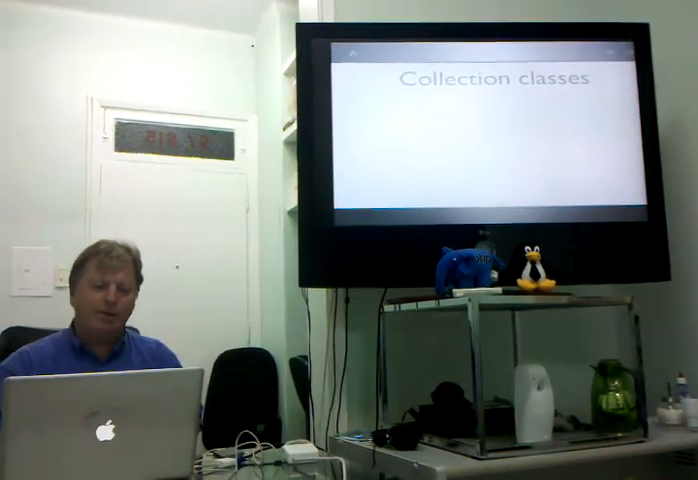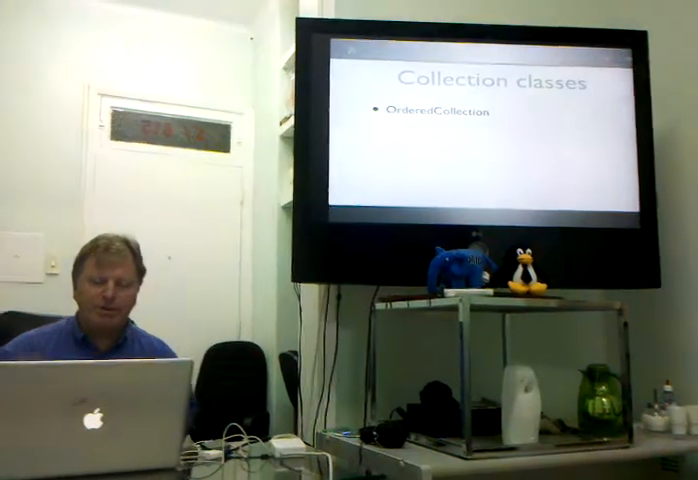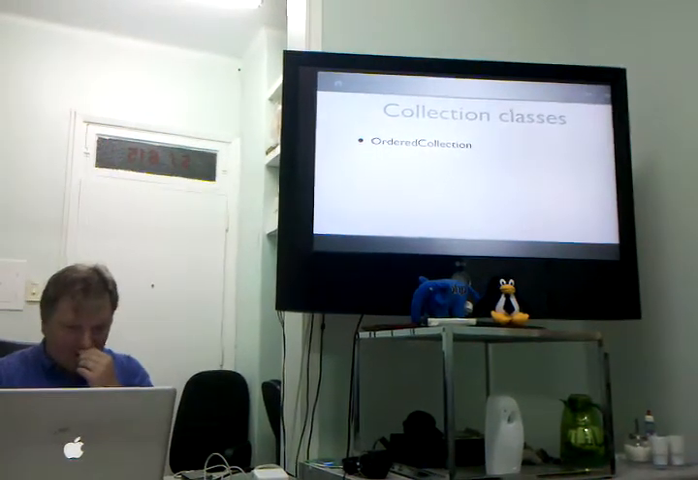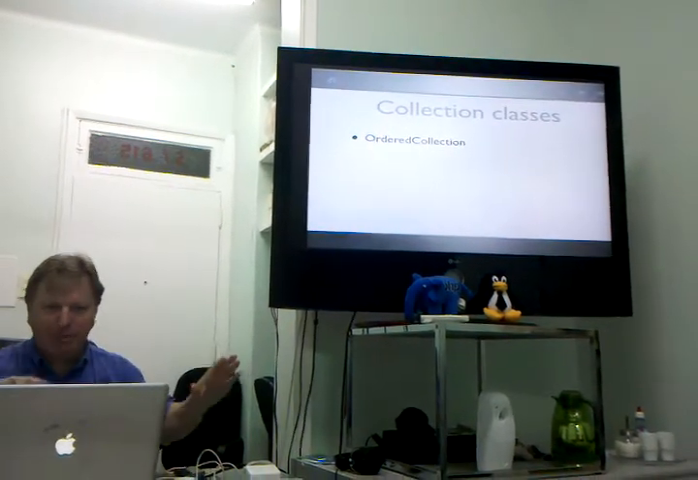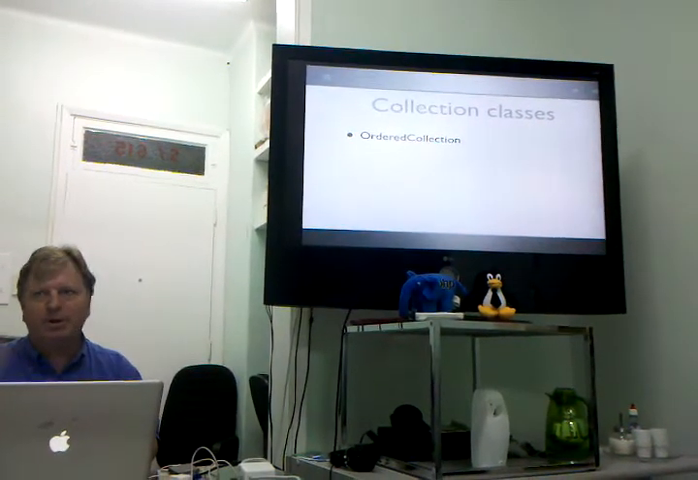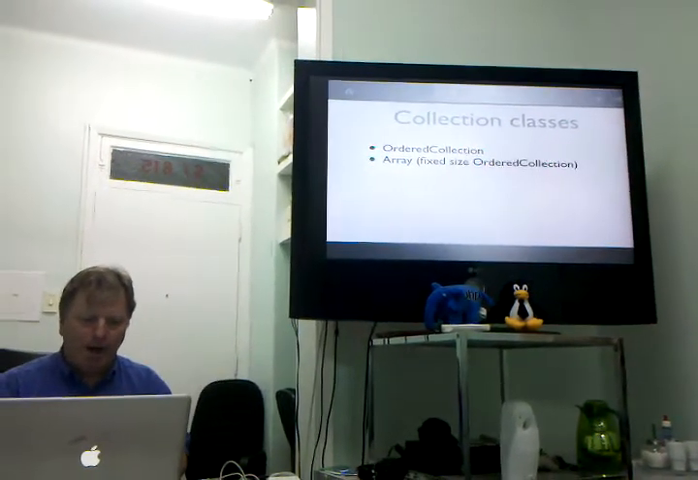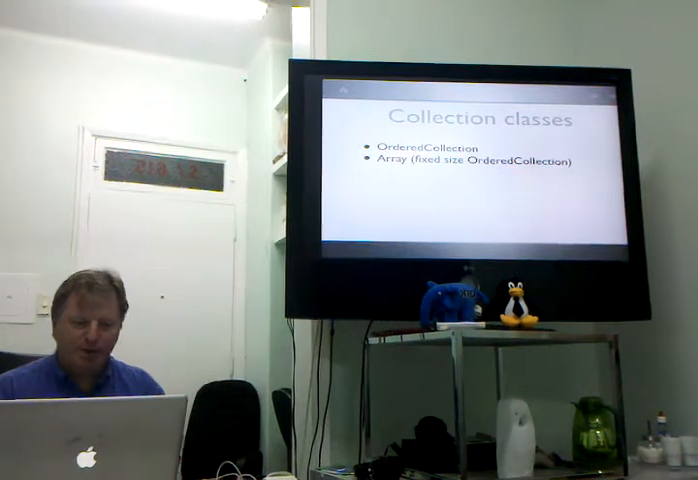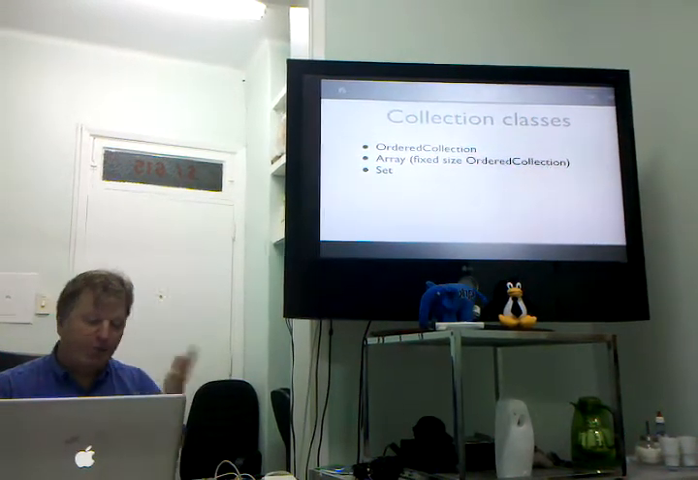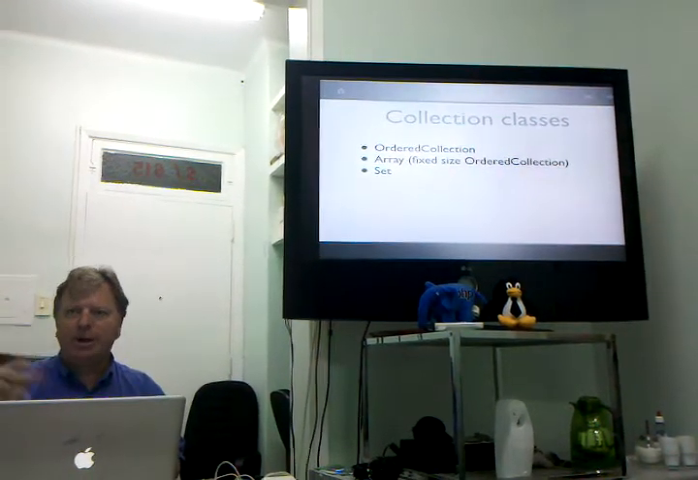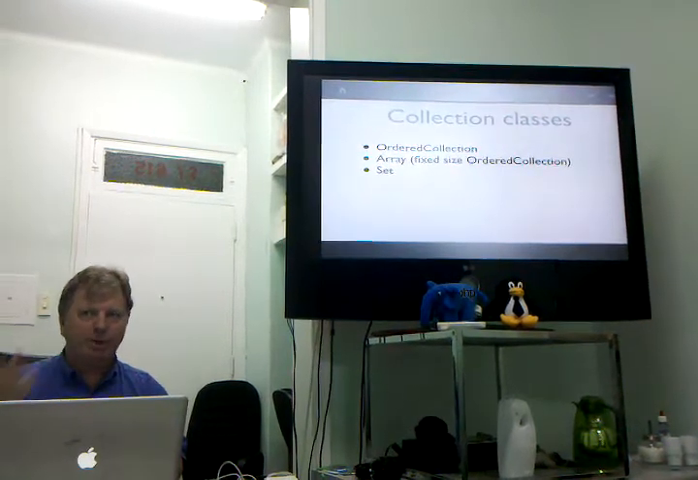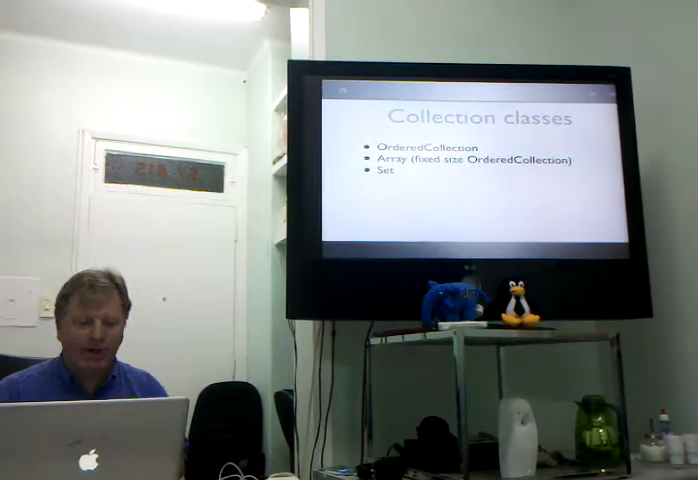You saw the collection classes. There are a number of collection classes to be able to create structures. Ordered collection is just a series of objects. They don't have to be the same type. So it's whatever objects happen to be in there. An array has a fixed size, or the collection. Set, we saw examples of those. We can add, and each time we add an object, there's only one of each object in there, so it's a mathematical definition of a set.